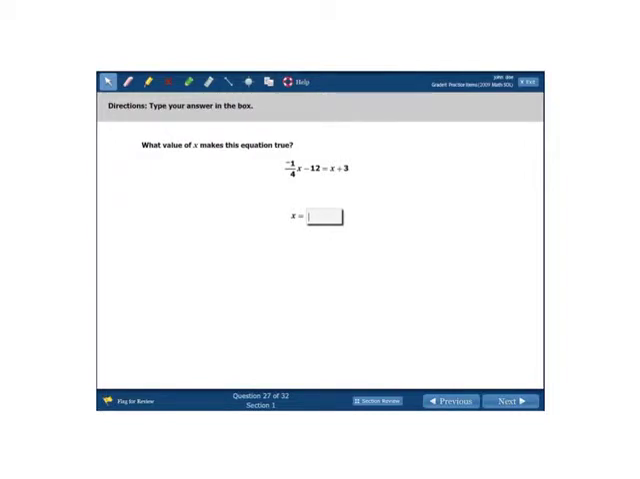What value of x makes this equation true? So this is the type it in, which it's designed specifically for you to make sure you know how to solve an equation. You can't just trial and error this. Now, if you end up having to trial and error it, that's a mistake. Just relax, leave it. Maybe something will happen where it jogs your memory later on down the line.